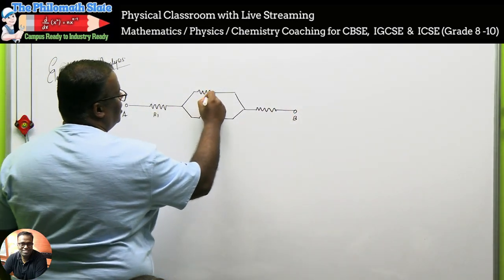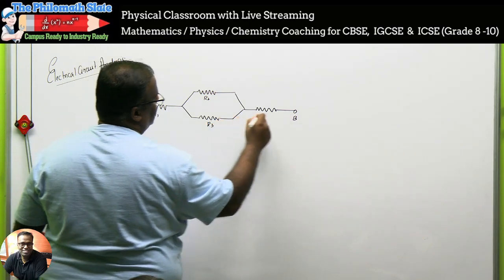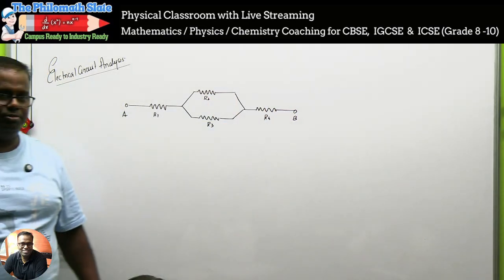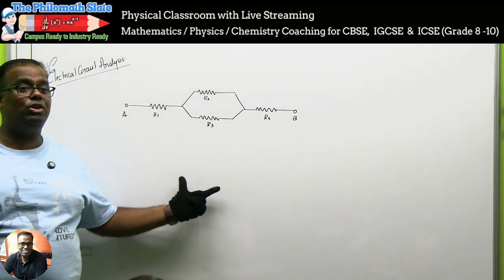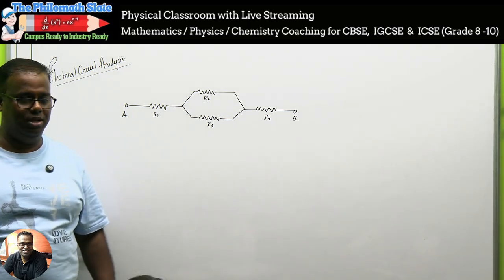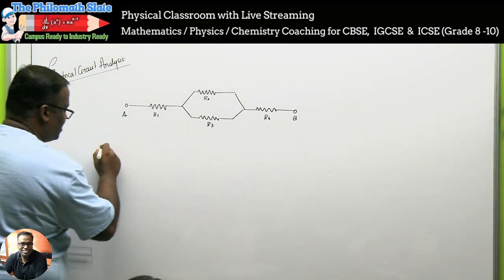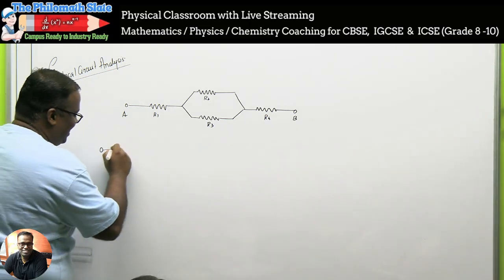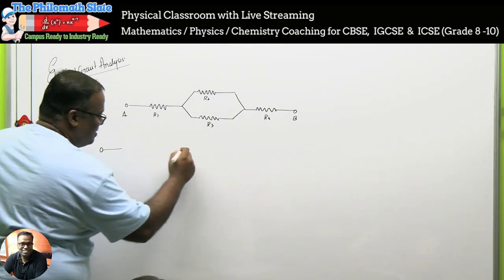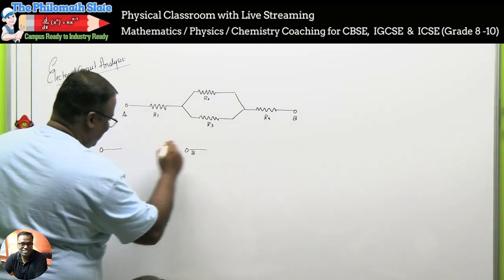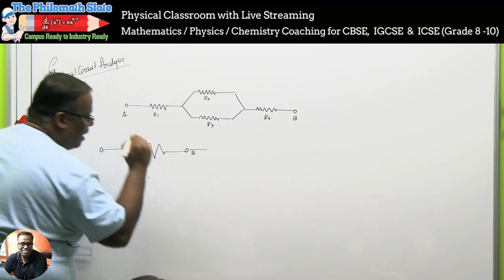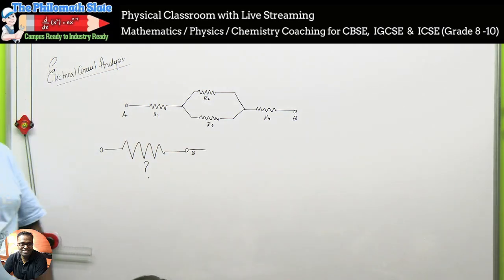R1, R2, R3, R4. They ask you, what is the equivalent resistance between A and B? Means all they are asking you is the face Zoe has made. It's making me laugh. You should see her face. Okay, from A and B, they're asking you if you had to put one resistance, इसकी value क्या हो? What is the value of this?